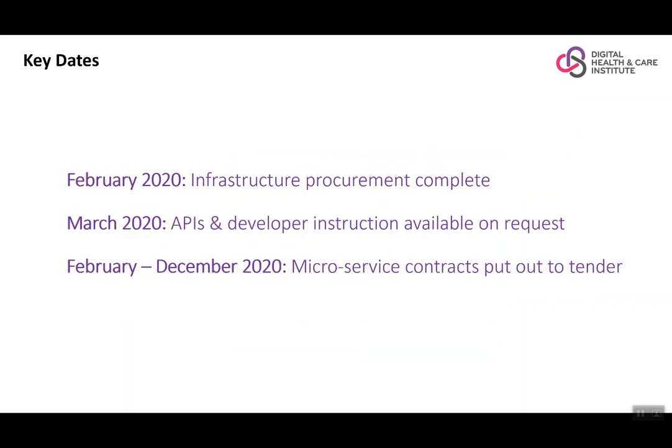So key dates you should be looking at, and this is provisional at the moment, so there might be a little bit of slippage, but broadly speaking, by February 2020 we'll have completed re-procurement of some of the trust infrastructure, the grey box. Shortly thereafter we'll be able to make the APIs and developer instructions available on request to play with that infrastructure. The idea is people, on a simulated basis with no live data, will be able to play with that infrastructure to test out new service models.